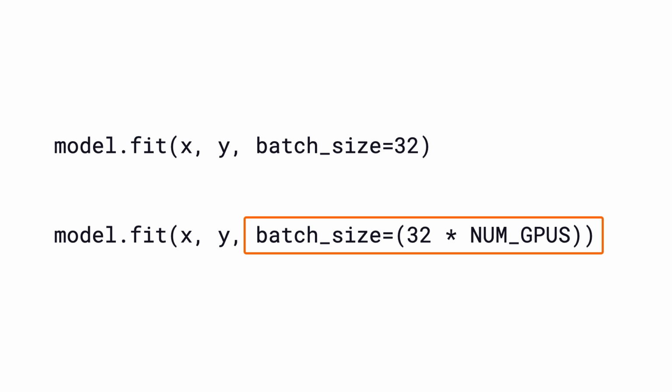This is the core idea in data parallelism. By adding more GPUs, your model is able to see more data on each training step, which means that it takes less time to finish an epoch, which is just a full pass through the training data.